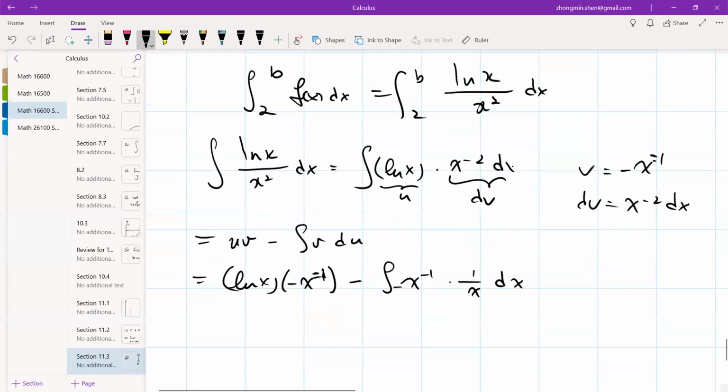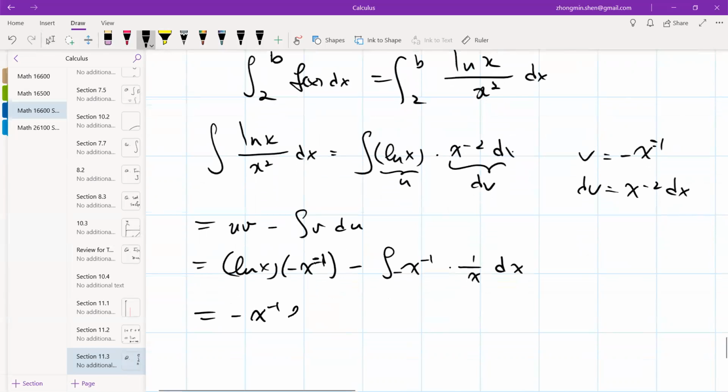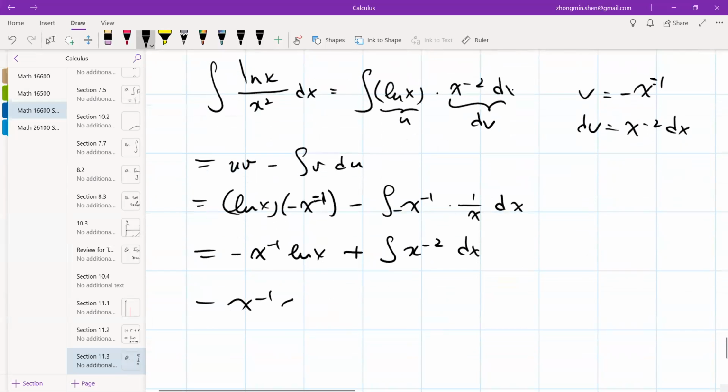Oops. So it's going to be negative, plus, and here's x to the negative 2 dx. So the antiderivative of that will be negative x to the negative 1 plus a constant. So when you differentiate, you should be able to get, yeah, cancel out, you should get the original function. So this is the antiderivative.